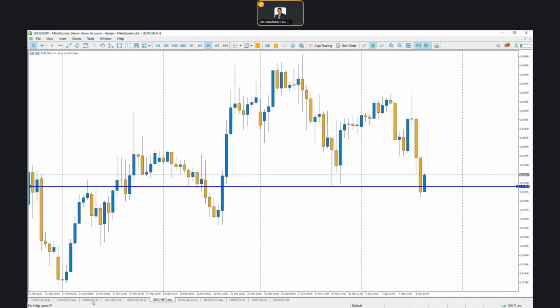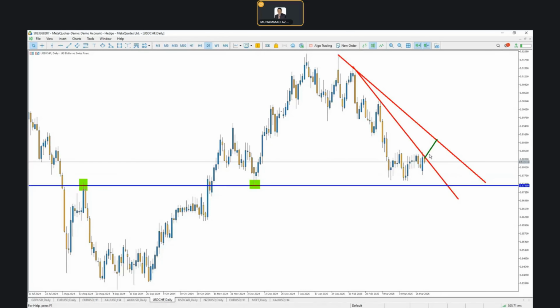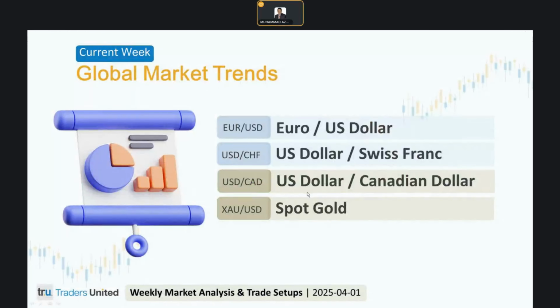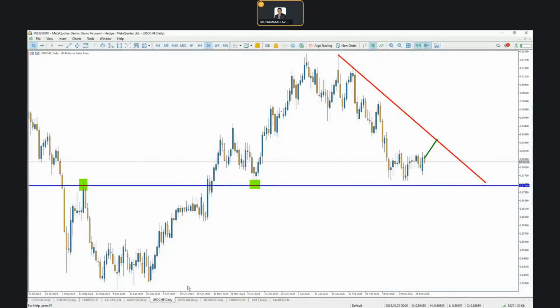However, if the euro is going to resume the downward price action, it's going to drop. If that's going to happen, the chances are USD CHF is most probably going to rise up to test the first bearish trend line over here. Okay, so that looks quite possible. Next, let's take a look at the US dollar versus Canadian dollar currency pair, the USD CAD currency pair.